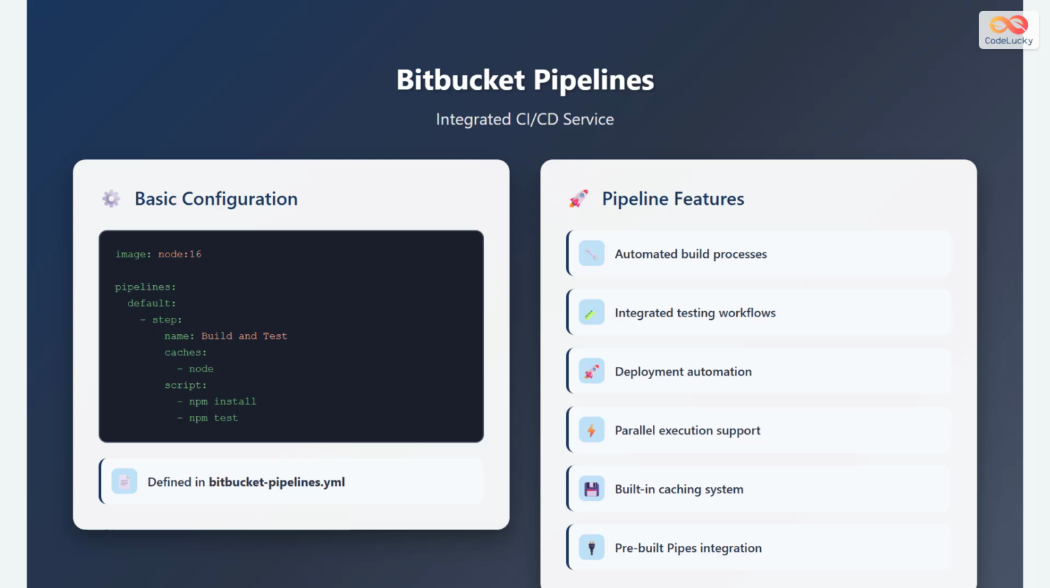Bitbucket Pipelines offers several powerful features, including automated build processes that trigger whenever code is pushed to specific branches. It provides integrated testing workflows that can run unit tests, integration tests, and code quality checks. The platform supports deployment automation to various environments like staging and production. It offers parallel execution support, allowing multiple build steps to run simultaneously for faster feedback. The built-in caching system stores dependencies between builds to improve performance. Finally, pre-built pipes integration provides ready-to-use components for common tasks like deploying to cloud platforms or running security scans.